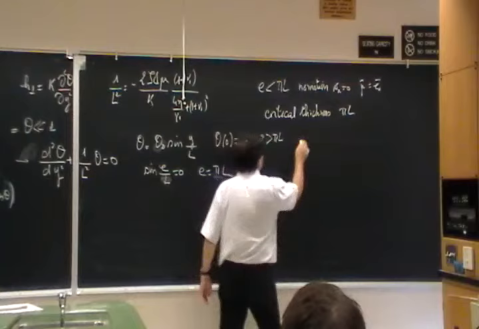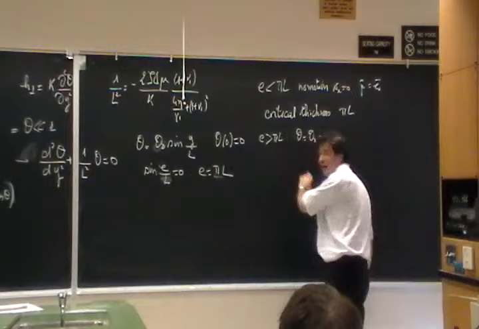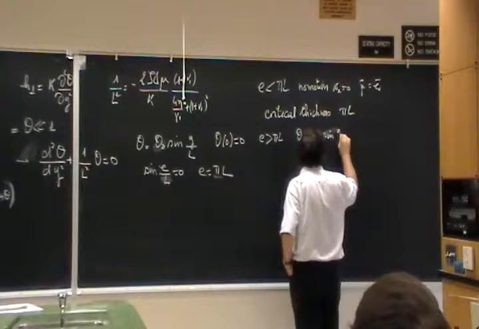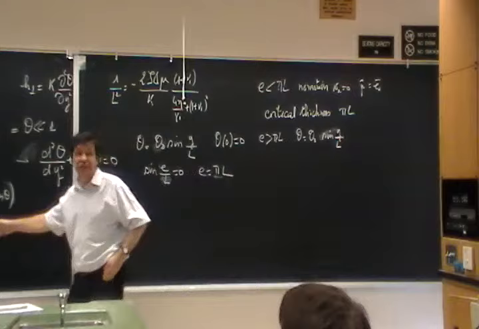theta equals theta naught, at least close to pi L, theta naught sine y over L. And you can calculate this theta naught by looking at the nonlinear term. Of course, when E is equal to pi L, theta naught is 0.